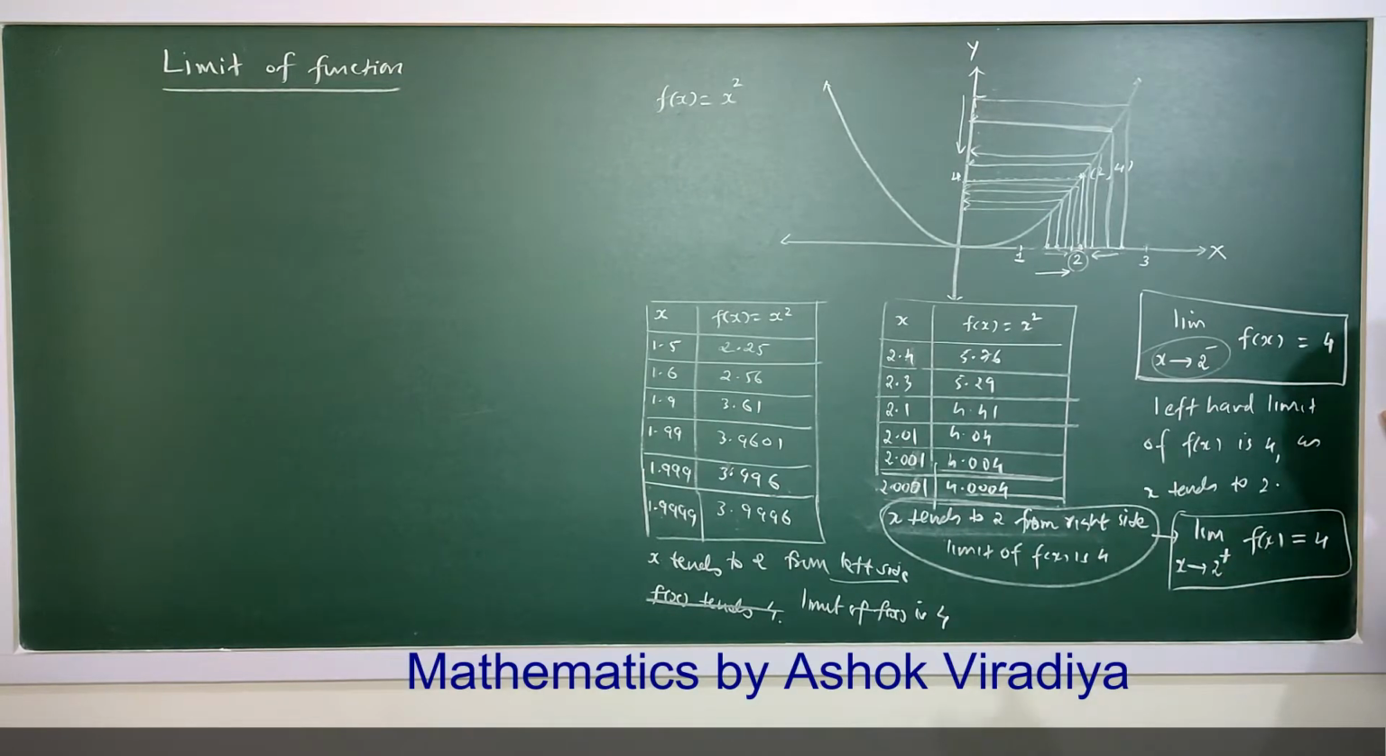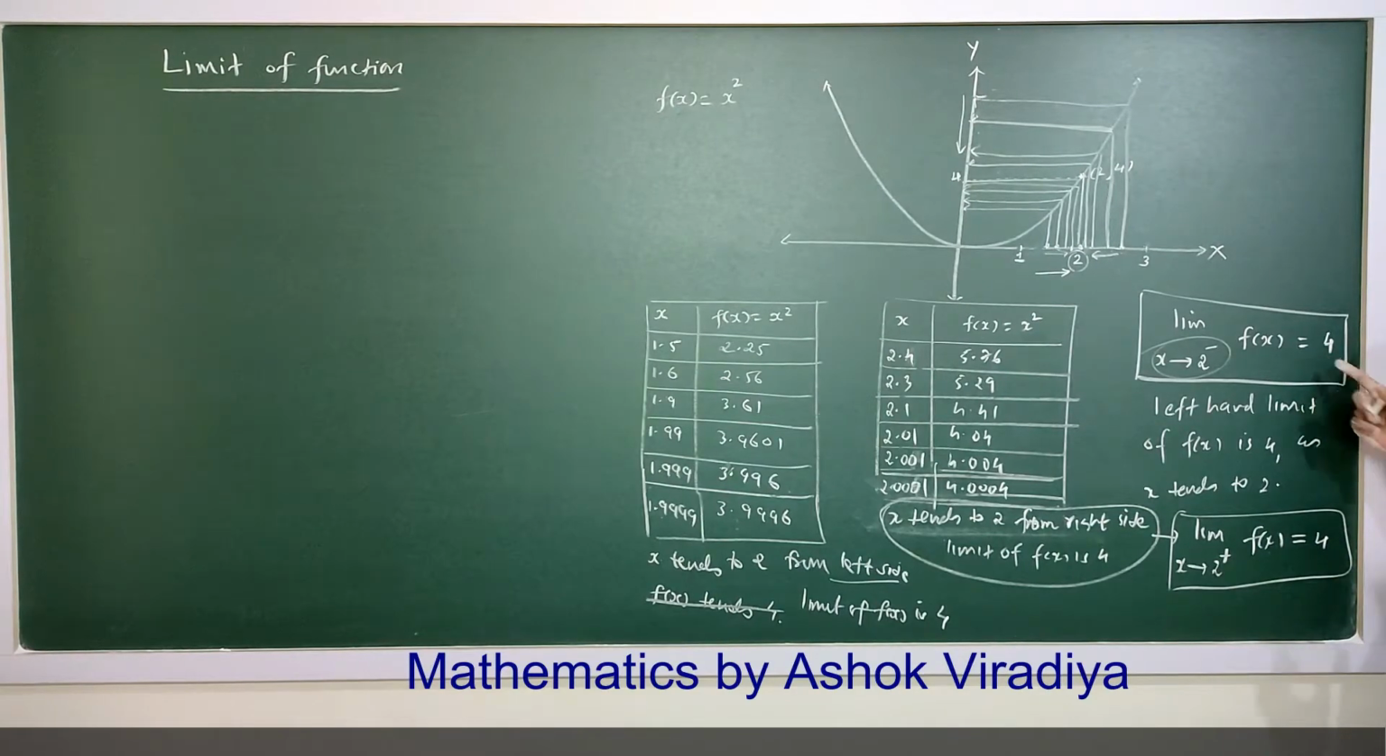This can be spoken in two ways. As x tends to 2 from right side, limit of f(x) is 4. Right side word I am joining with 2. Now, right side word I am joining with limit. Right hand limit of f(x) is 4 as x tends to 2. So we do not speak the right side word 2 times. So this is a right hand limit of f(x).